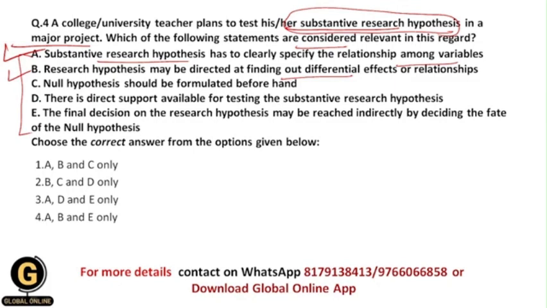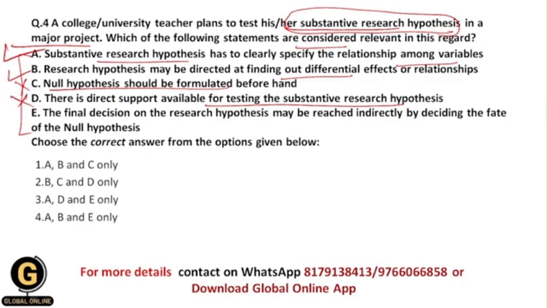Null hypothesis should be formulated beforehand. So here we are going to test the research hypothesis, and that's why beforehand we don't need to formulate a null hypothesis. So this statement is incorrect. There is direct support available for testing the substantive research hypothesis. No, basically this thing does not happen in the research process, because whenever there is direct support available for testing the substantive research hypothesis, then this thing comes under unethical research process, and that's why this statement is again incorrect.